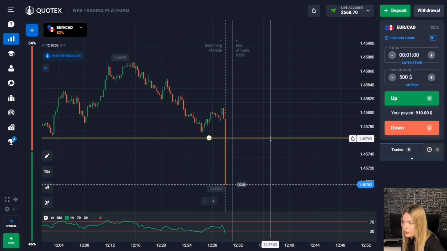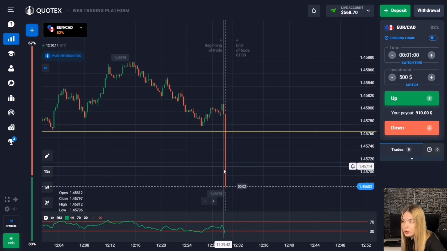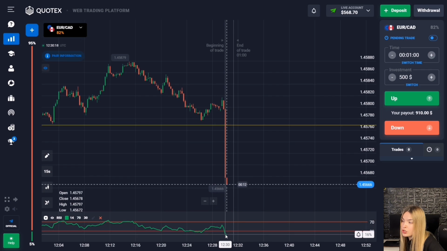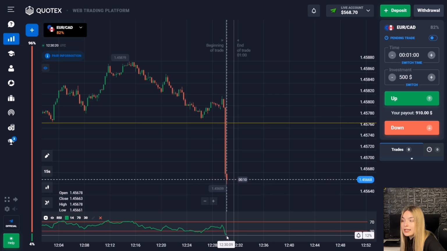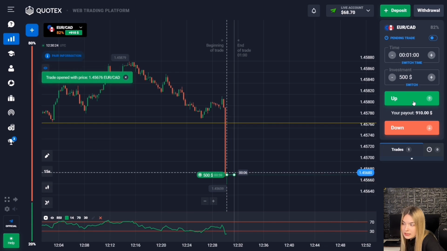Here we have a level of support. We also see that at the moment there has been a breakdown with a good confident impulse red candle. Also, the moving average is in the oversold zone. In this situation, I propose to open a deal literally for 1 minute to increase.